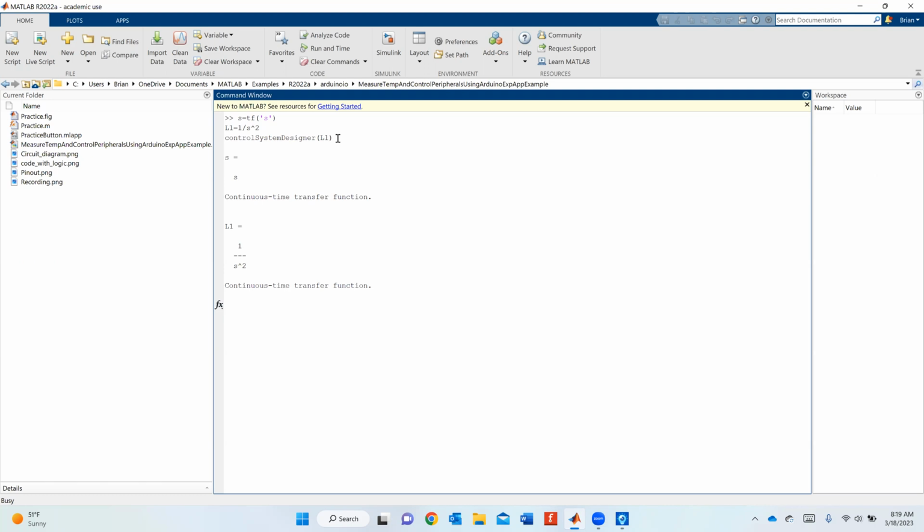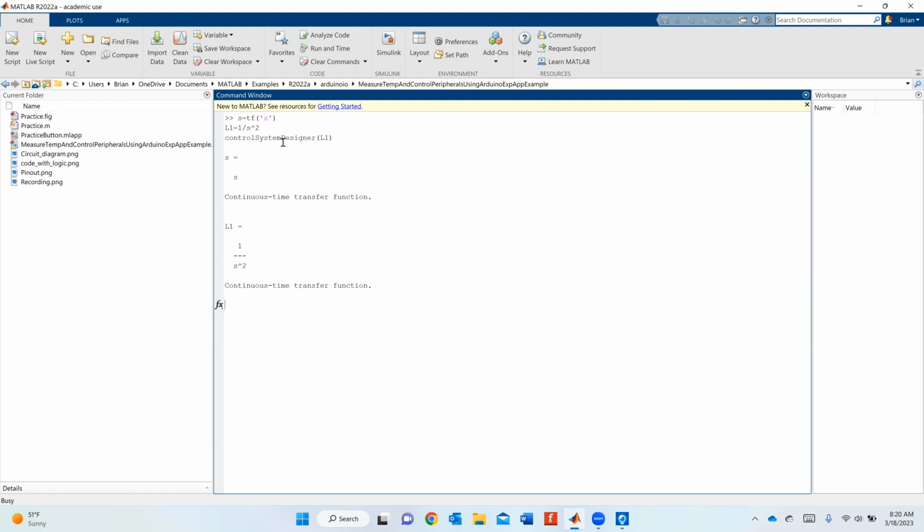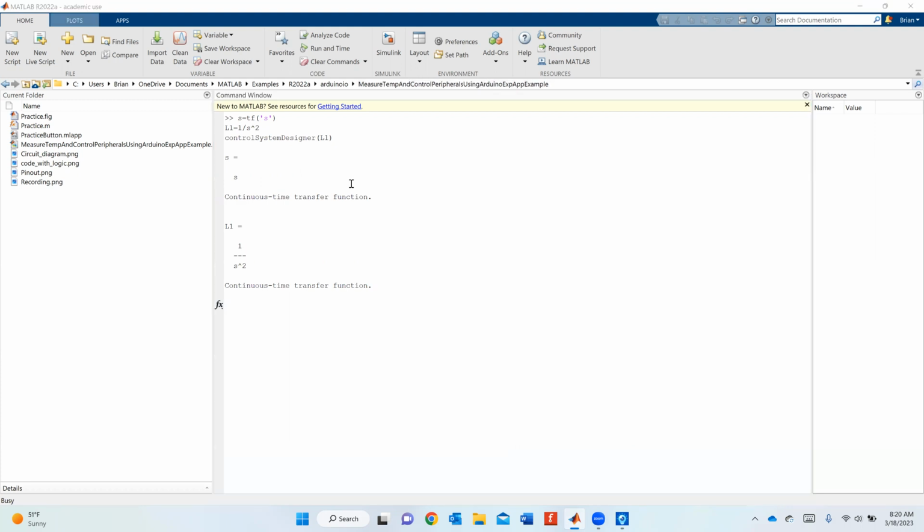So we need to enter in our design requirements, which we remember our design requirements was our settling time less than 4 and our percentage overshoot less than 35%. And so here, while it's pulling up, it should pop up with Control System Designer soon. If not, I'll just call it again. Give it about 30 seconds real quick. There we go.